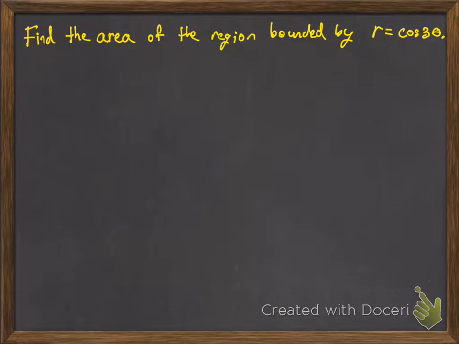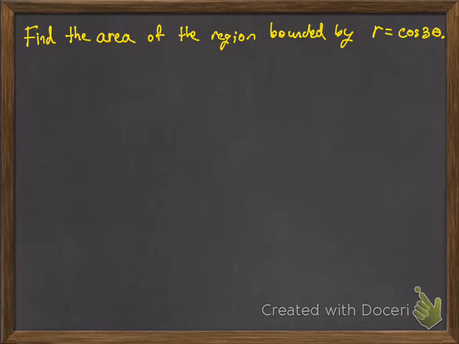Okay, in this video we're going to practice graphing in polar and also find the area of the region bounded by r equals cosine of 3 theta. So this is going to be a rose petal. It's 3 theta, so it's odd, so it's going to have three petals.